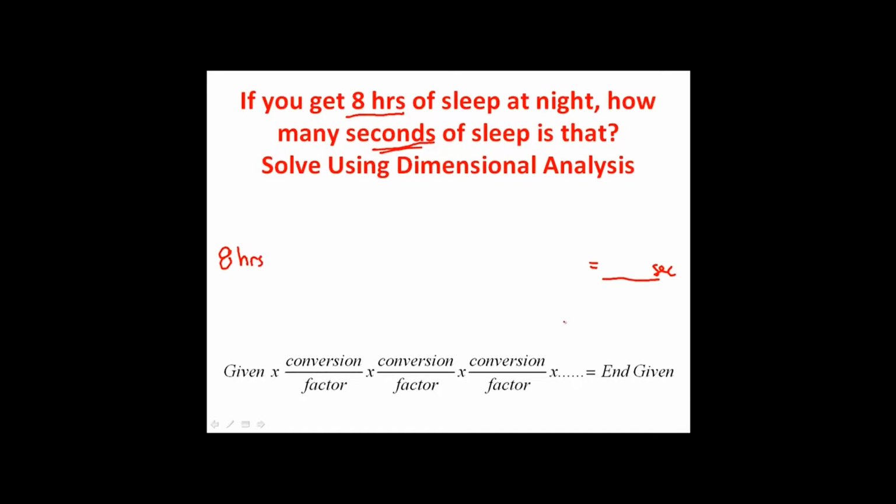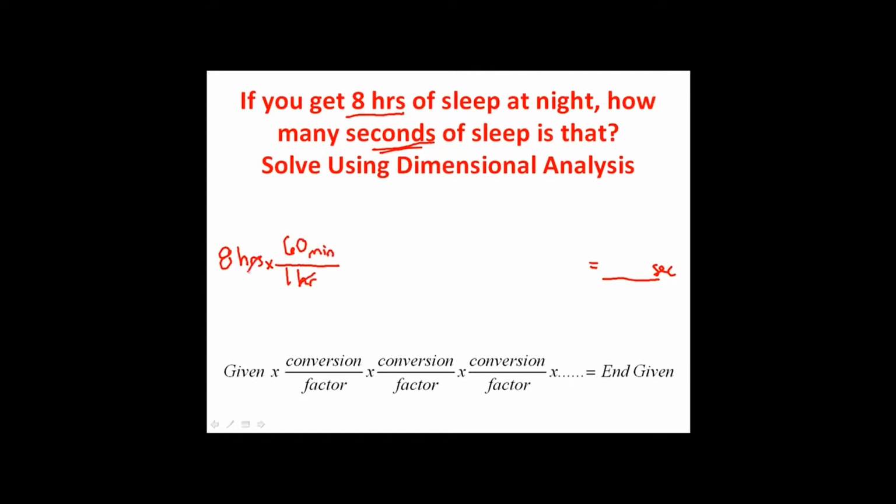Those are my 2 givens. That's my first step. The second step is to load up the middle with conversion factors, and I need to convert myself out of hours closer to seconds. Now, I don't know the conversion factors for hours and seconds off the top of my head, so I'm going to do, in 1 hour, there is 60 minutes.